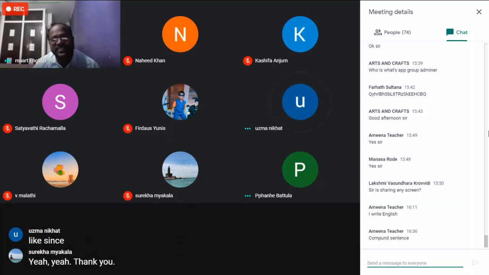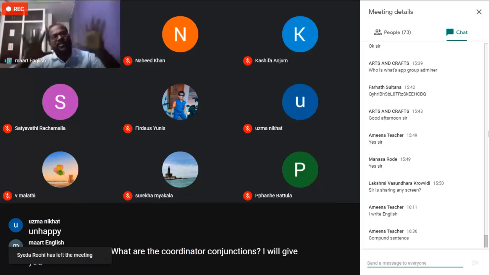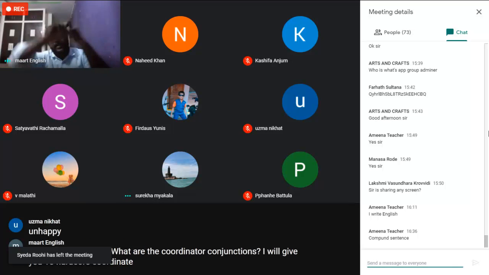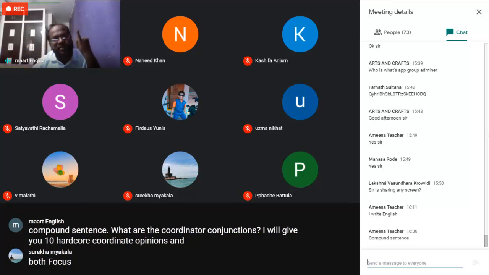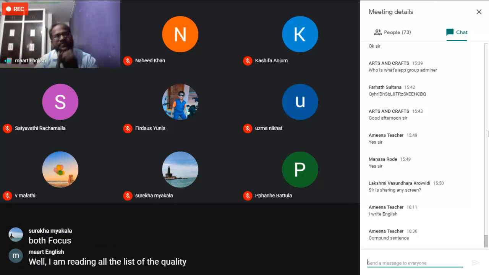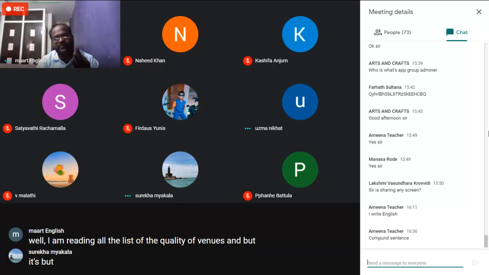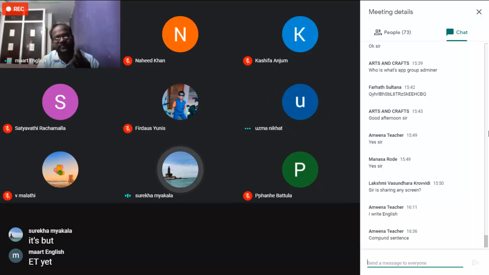Coordinative conjunctions come only in compound sentences. What are the coordinative conjunctions? I will give you 10 hardcore coordinative conjunctions. Okay, sir. I am reading out the list of the coordinative conjunctions. And, but, yet, or.